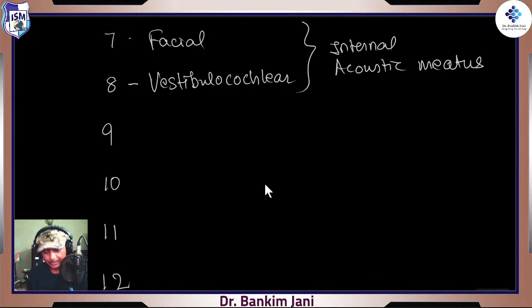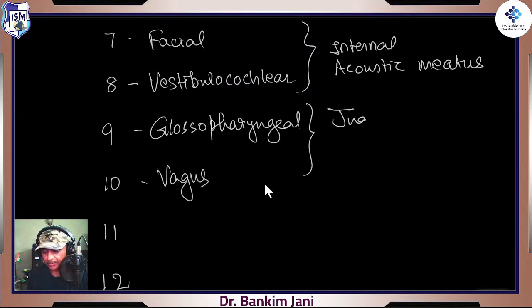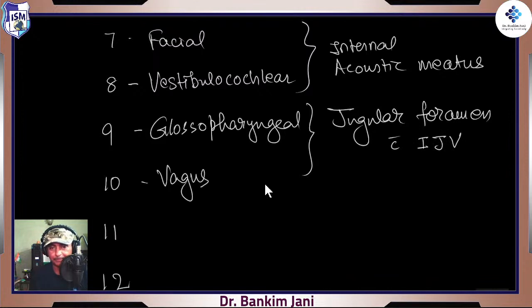Then comes the ninth. Ninth is glossopharyngeal, and the tenth is vagus. We know that they both pass through the jugular foramen, along with the internal jugular vein.